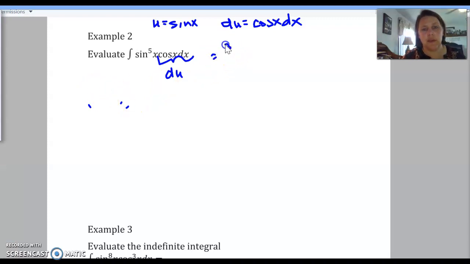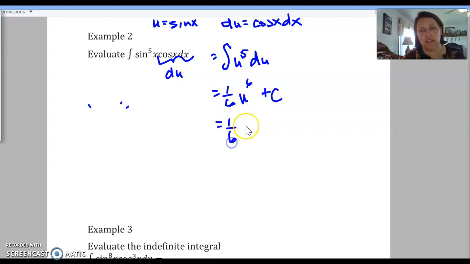Okay, so then that becomes the integral of u to the 5th, and then all my cosine x dx goes to du. And so we get 1/6 u to the 6th plus c, which then is 1/6 cosine to the 6th x. Oh, why cosine? Okay, I'm not doing so good today. Our u is sine x, so we have 1/6 sine to the 6th x plus c, and then that's your final answer.